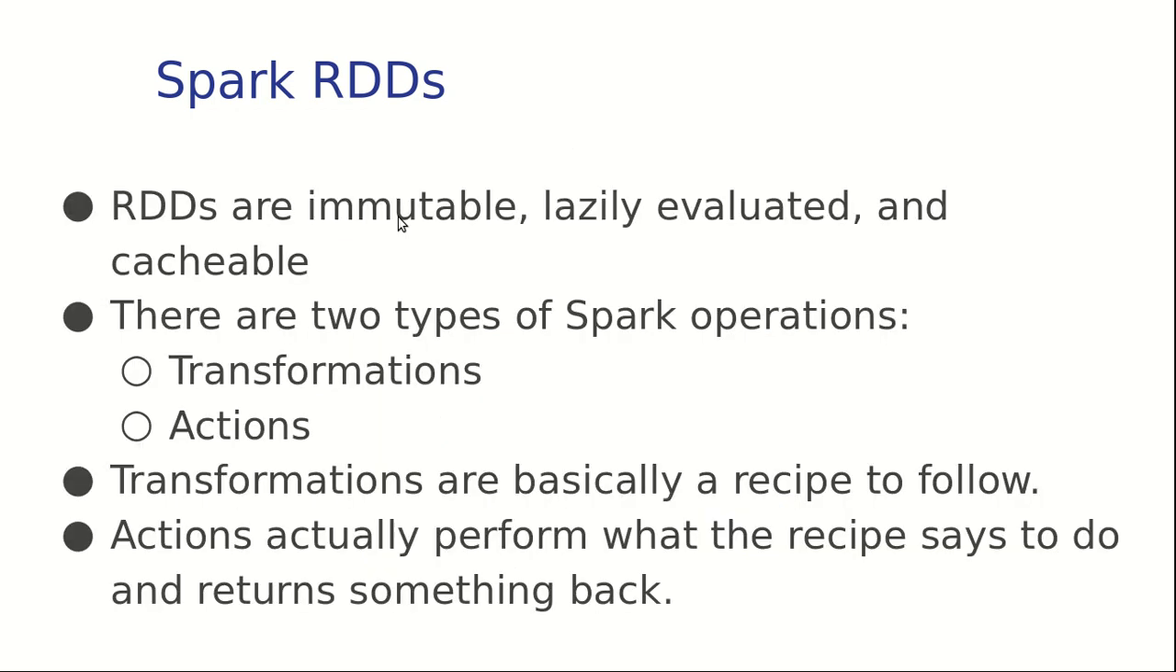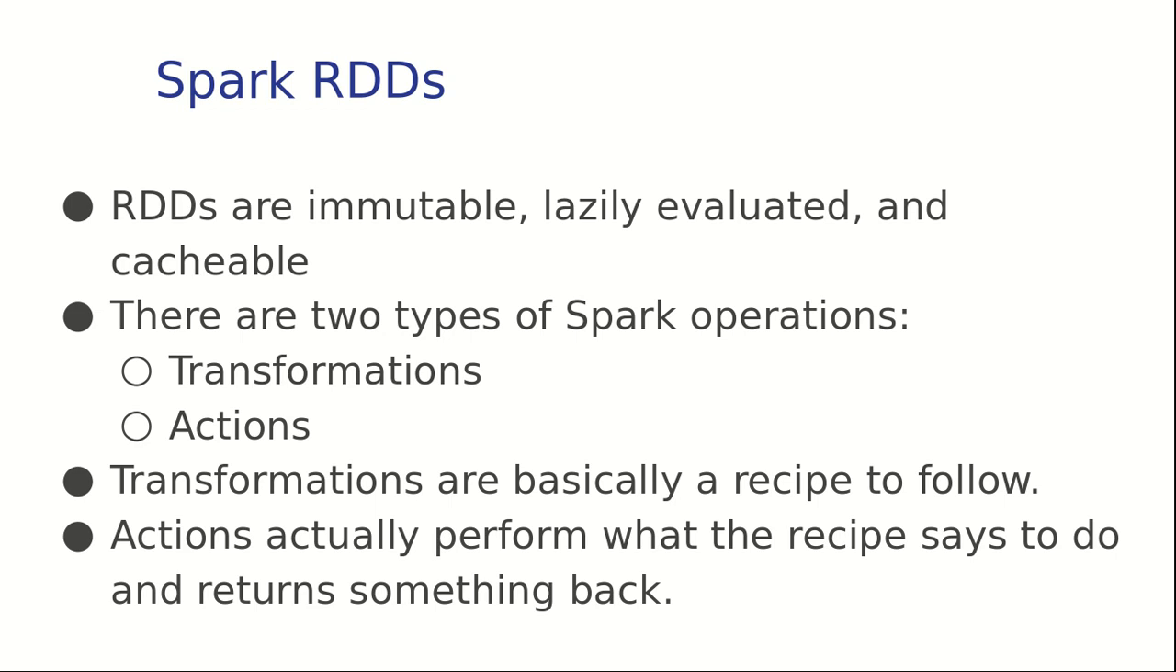Spark RDDs are immutable, lazily evaluated, and cacheable. Immutable means once you have created an RDD, you can't change it. If you make any change in the RDD, it creates a new RDD. Lazily evaluated means unless you perform an action, it is not going to execute. There are two concepts here: transformation and action. When you perform a transformation on your data, it is not evaluated at the time in your code. Unless you call a collection, or collect the result, it is not going to evaluate. That's what is called lazy evaluation.